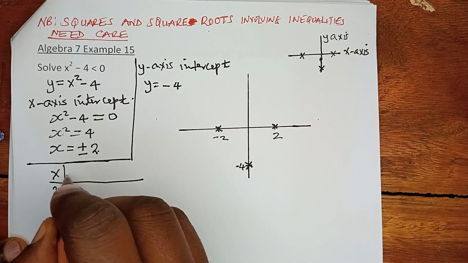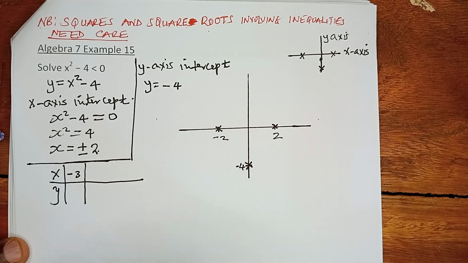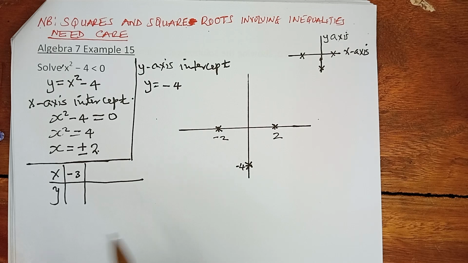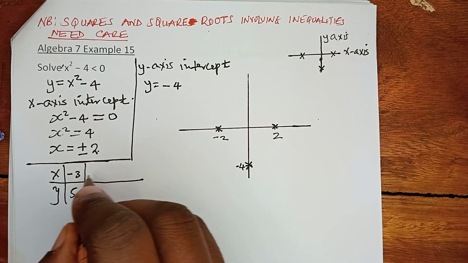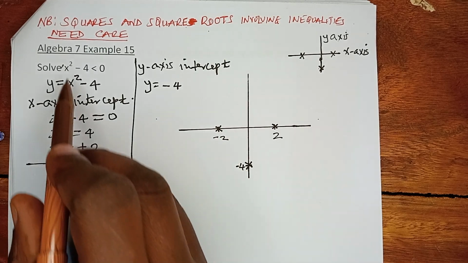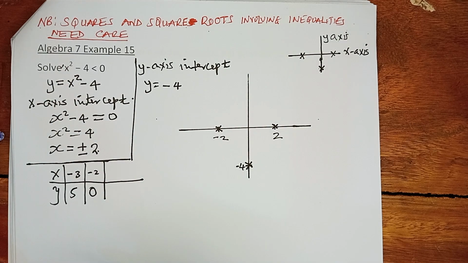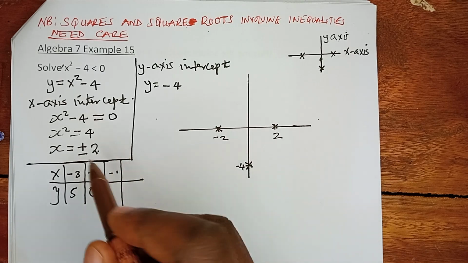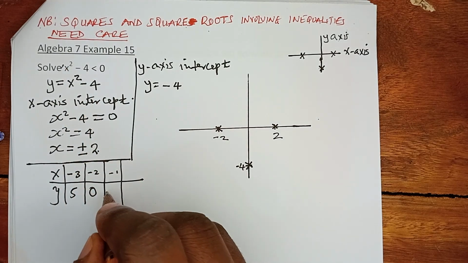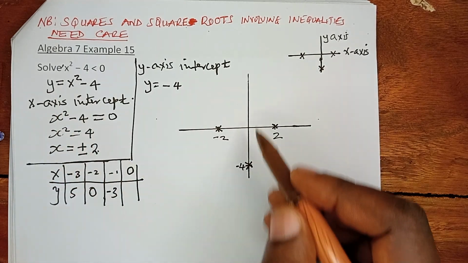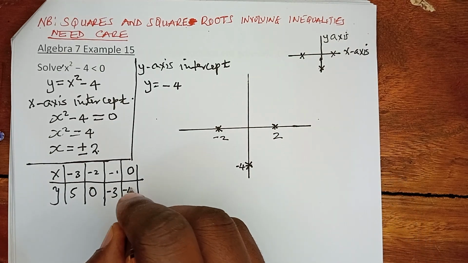We have seen that x is going to be negative 3, one value below negative 2. And negative 3 squared is 9. 9 minus 4 is 5. Then minus 2, y is 0, as you can see, but you can also substitute here. Minus 2 squared, which is 4. 4 minus 4, 0. Let us see minus 1. Minus 1 squared is 1. 1 minus 4 is minus 3. When x is 0, y is negative 4.